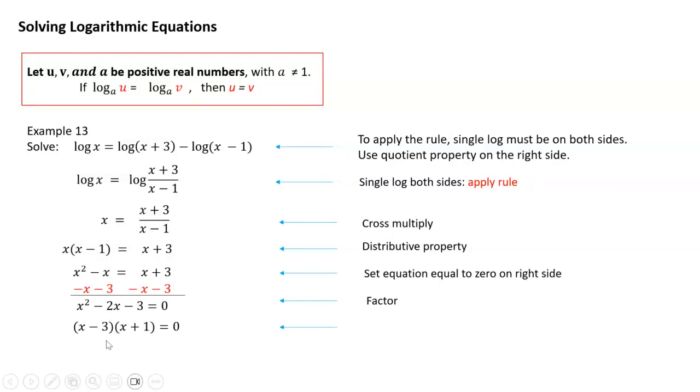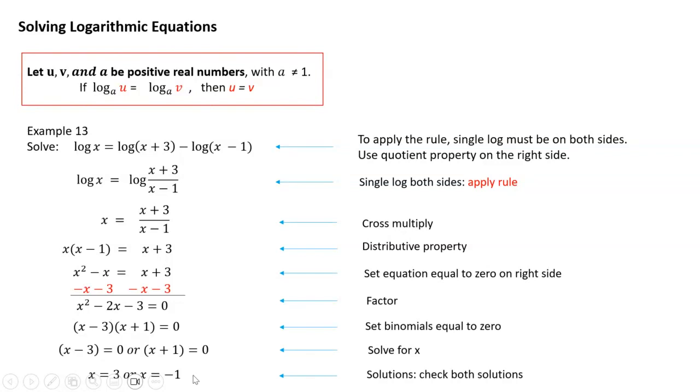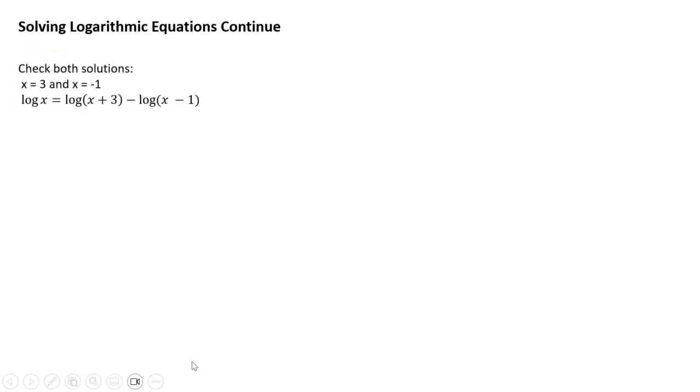So then, right, we set both equal to 0. So we get x equals 3 and x equals -1. These are my solutions. Let me go to the next slide and actually check the answers.